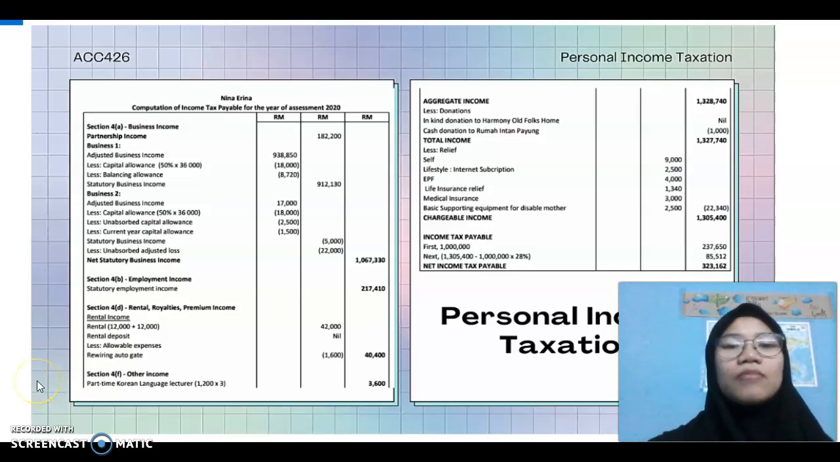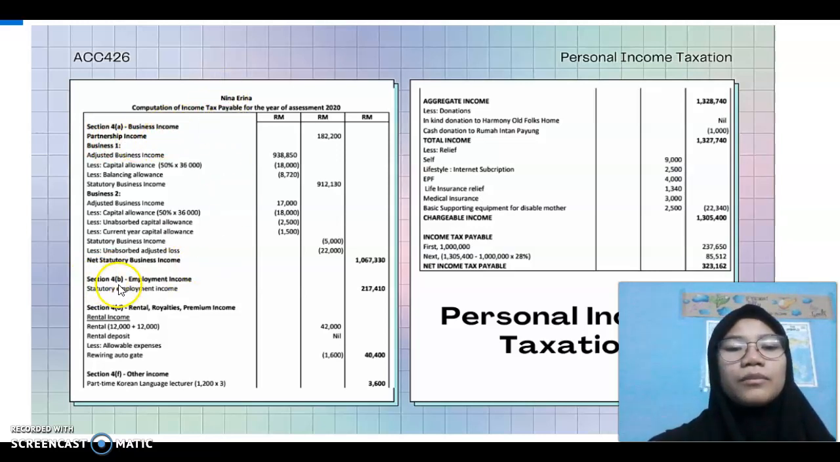Basically, the income tax payable consists of Section 4A until Section 4F, which is business income, employment income, dividend, interest, discount income, rent, royalty, premium income, pension, annuity, alimony income, and other income. So as you can see here, this is the net statutory business income, which includes the first business, the second business, and also the partnership income related to Nina Arena.